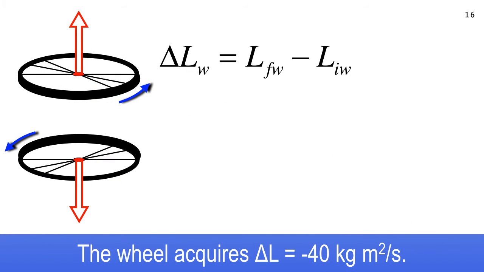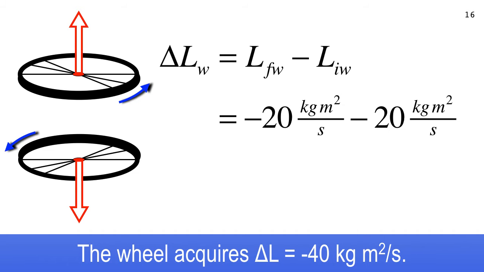Let's look at delta L for the wheel. That's the final angular momentum of the wheel minus the initial angular momentum of the wheel: L subscript FW minus L subscript IW. I didn't put any little arrows over the top here, but we're using pluses and minuses for upness and downness. Now, the final angular momentum is downward, so that's a minus sign: minus 20 kilogram meters squared per second. The initial was positive, so I subtract the initial, so that's minus 20. And that's a total of negative 40 kilogram meters squared per second.